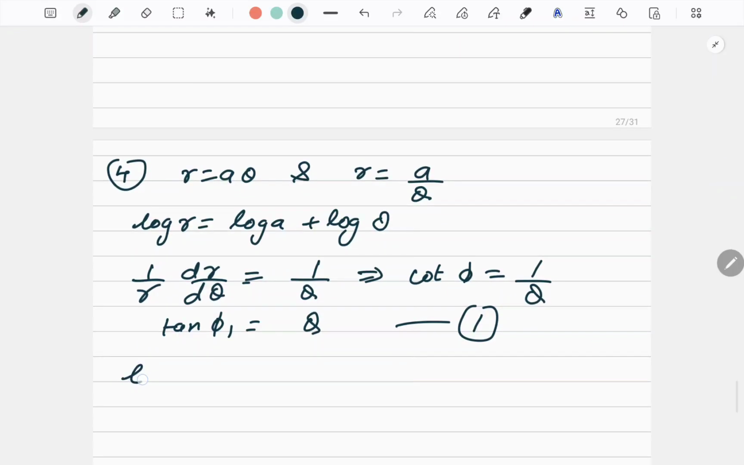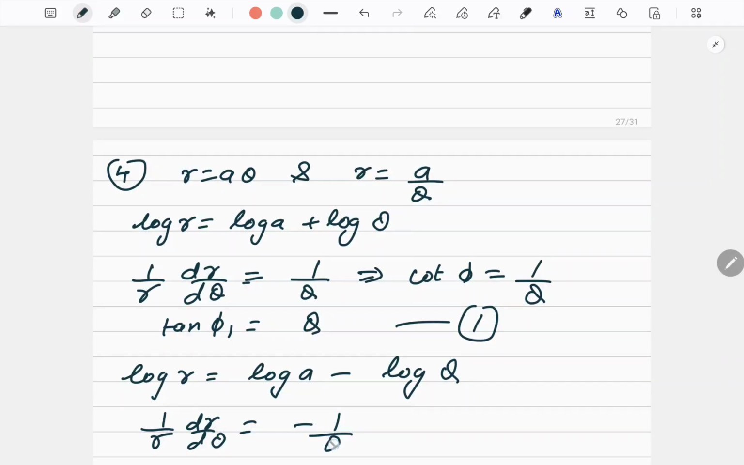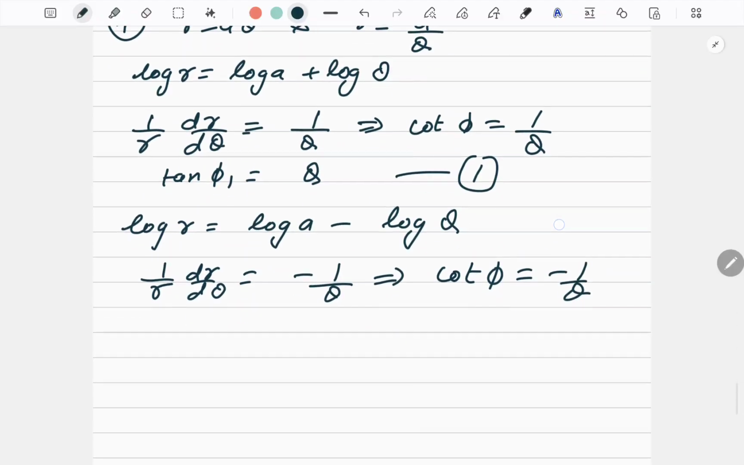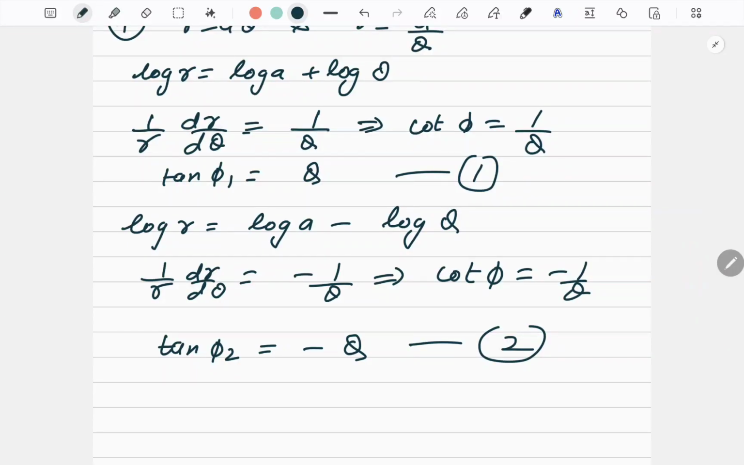Now, the other curve. So log of r is equal to log of a minus log of theta. So 1 by r dr by d theta is equal to minus 1 by theta. This implies cot phi is equal to minus 1 by theta, and tan of phi 2 is equal to minus theta. Now, you can directly put in the value, or as I did in the previous question, first get the value of theta from the question and then substitute.